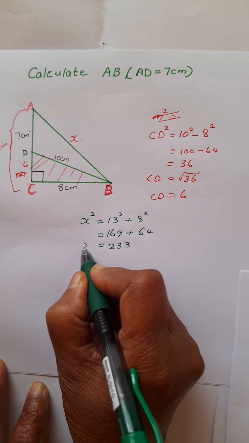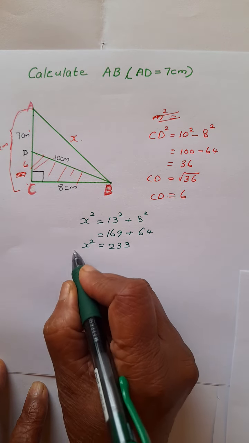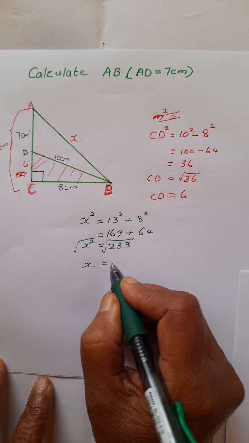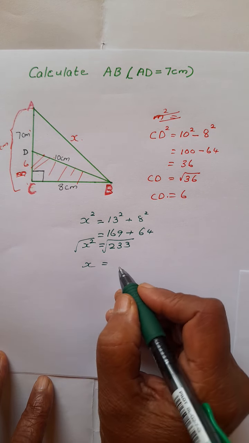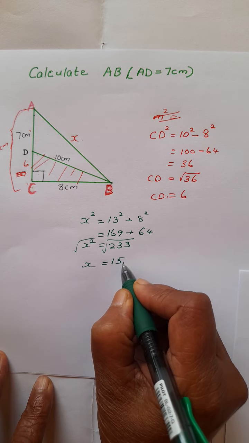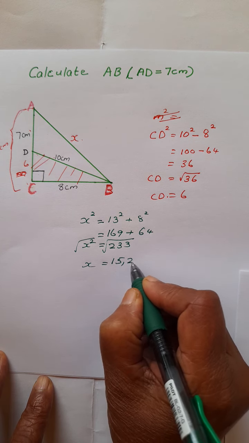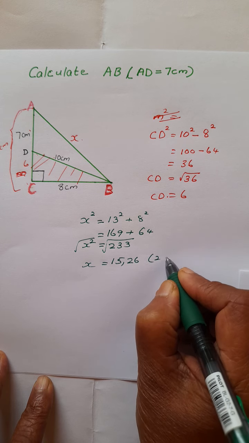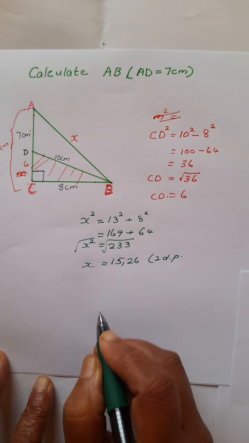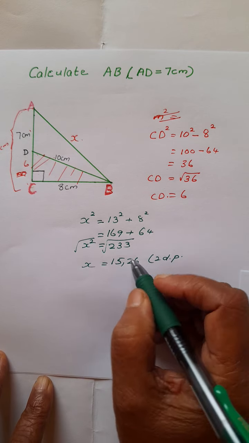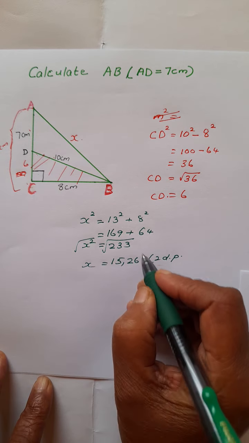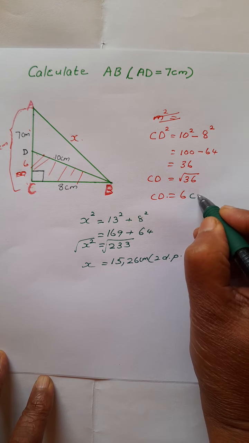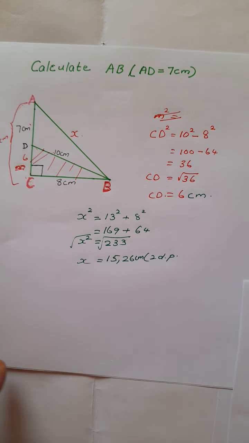233. That is x squared. So take the square root. So you get x is equal to the square root of 233, which is 15.26 rounded off to 2 decimal places. And then what is missing here is centimeters. So remember to write the unit centimeter here and here also centimeter.